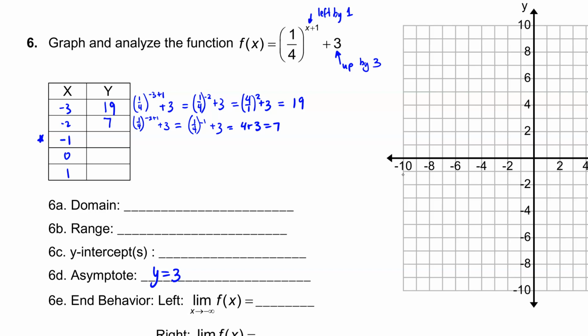Isn't there also a horizontal? I'm sorry, this is the horizontal asymptote. And then isn't there also a vertical? There's not a vertical one. That's only for logs. This is an exponential function. Okay. Thank you.